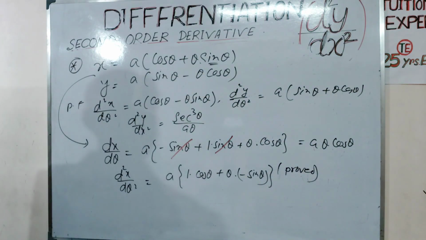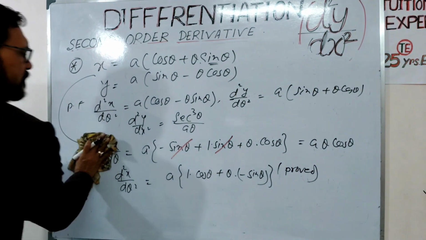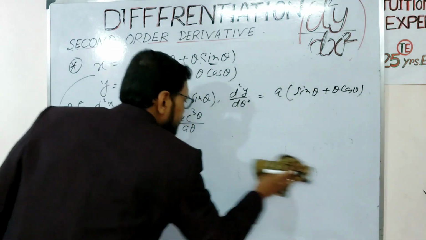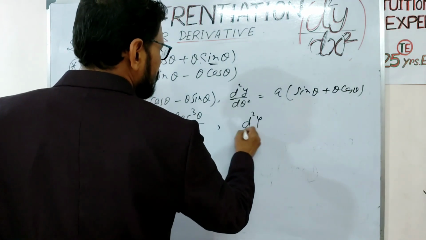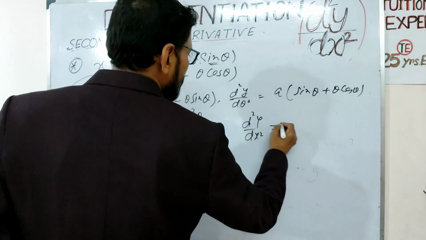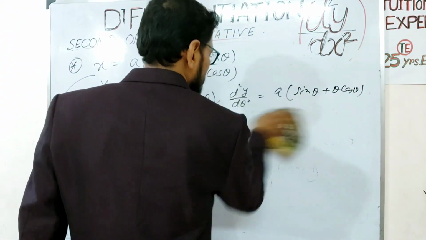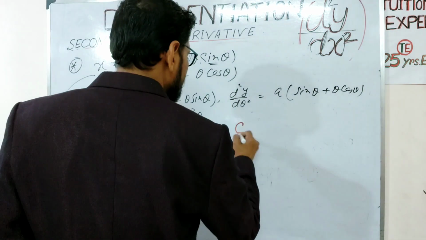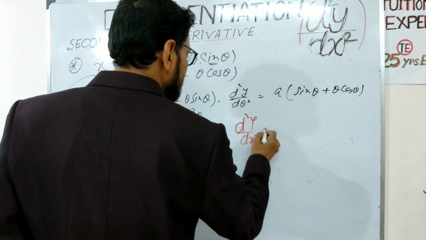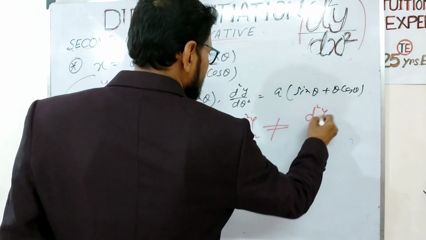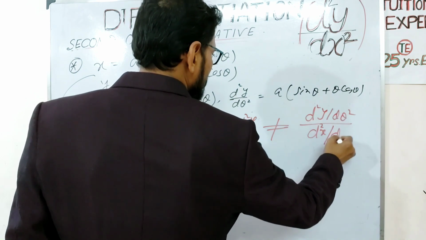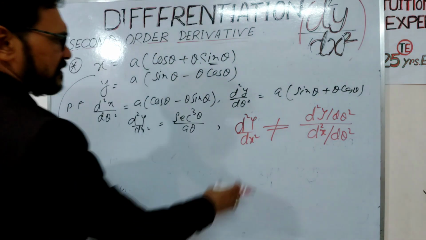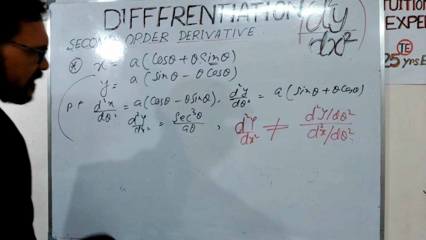Now we have to prove d2y by d theta square. So similarly, we differentiate, and notice that d2y by dx square is not equal to d2y by d theta square by d2x by d theta square. This is not correct. So d2y by dx square means d by dx of dy by dx.